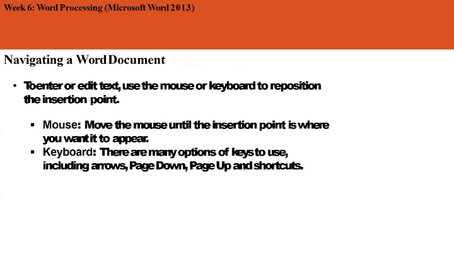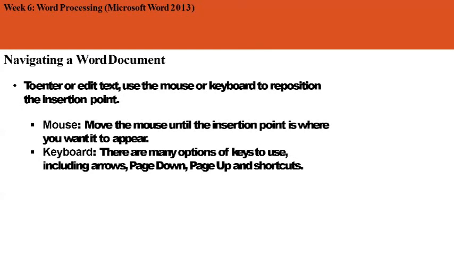So to enter and edit text, you can use the mouse or keyboard to reposition the insertion point. So pwede mong gamitin yung keyboard, yung arrow keys. Arrow keys, we have up, down, left, and right. Or you can also use the mouse. So with the mouse, you move it until the insertion point is where you want it to appear. So kung saan mo gustong mag-appear yung insertion point, you can move it using the mouse.